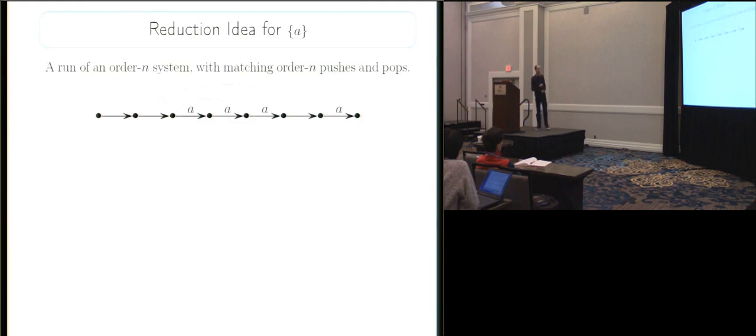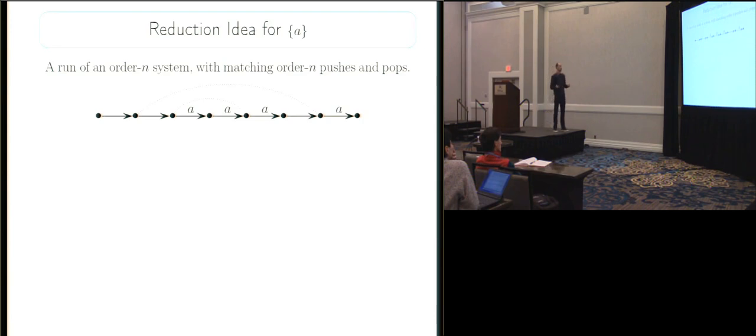Okay, I have a minute. So the reduction idea, this is mainly for people who like pushdown systems. If we take a run of our higher order pushdown system, that looks like this. This has 4 A's in it. And I've drawn these little arcs on it. What that does is it matches, each order n push has an order n pop. So we can match pushes to pops in a run of our pushdown system.